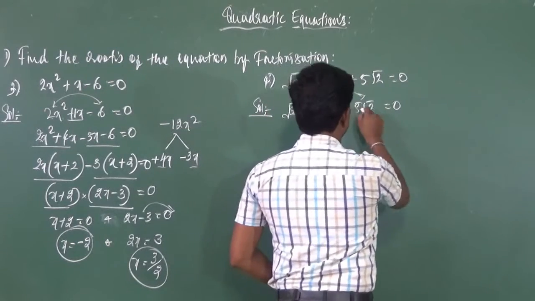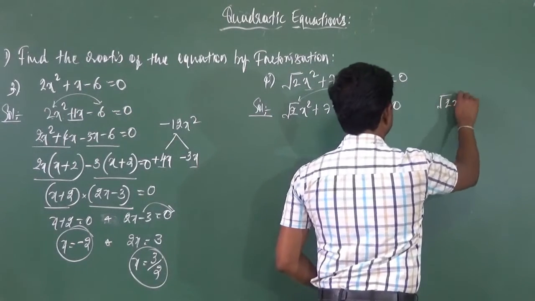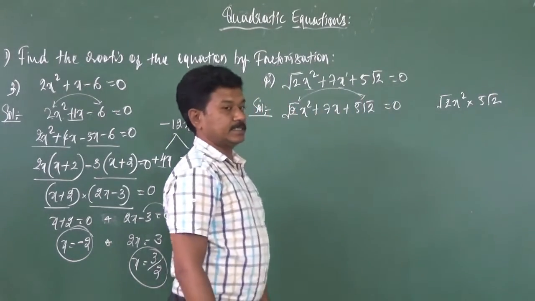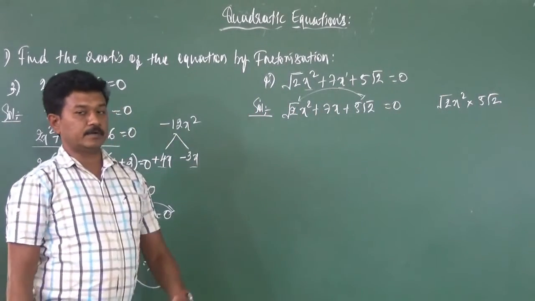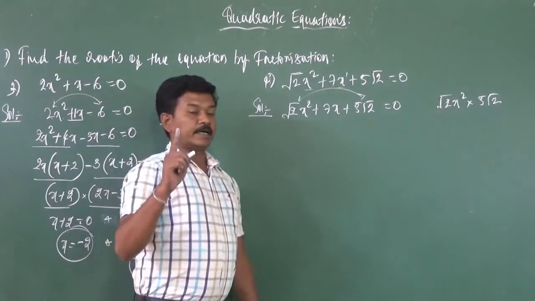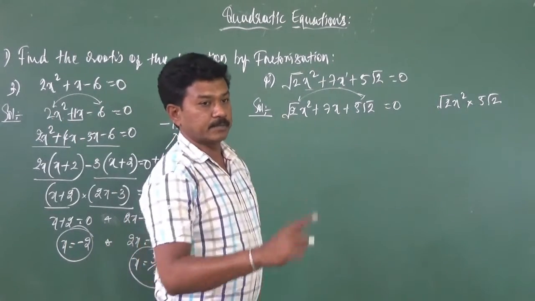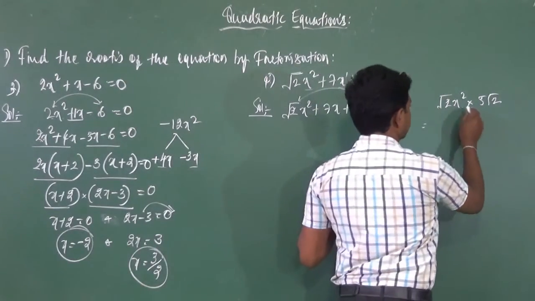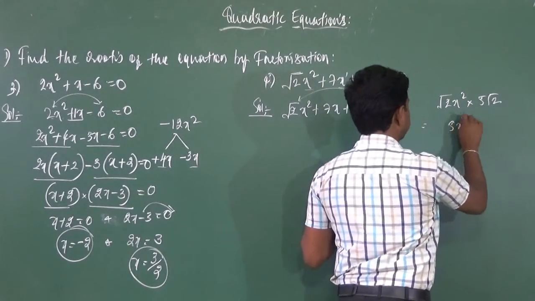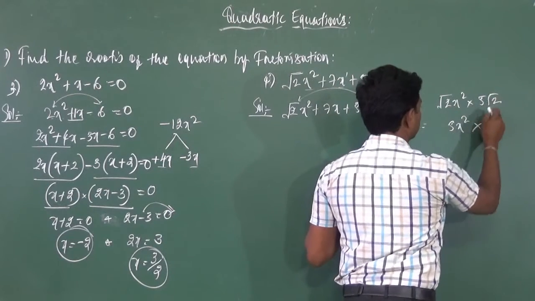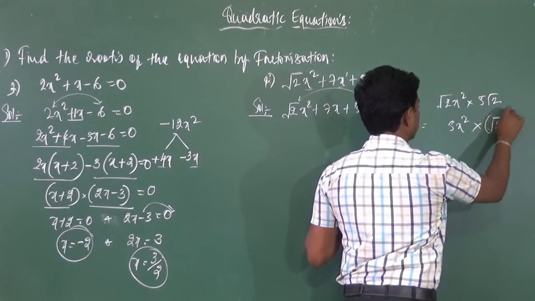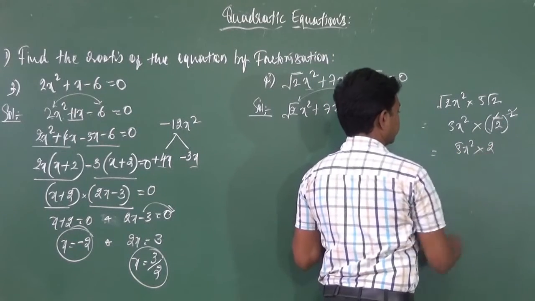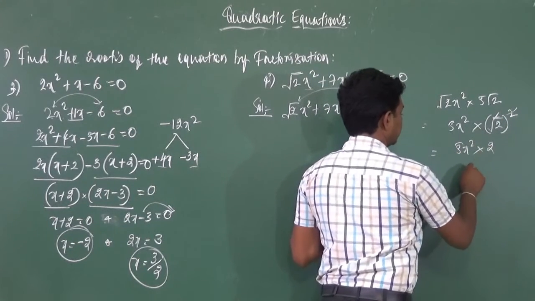So root 2x square into 5 root 2. Here, when we multiply two surds, or two irrational numbers, rational number gets multiplied with rational number and irrational number gets multiplied with irrational number, right? Please remember this. So x square into 5 is 5x square into root 2 into root 2. So root 2 into root 2 becomes root 2 whole square. So that is 5x square into square and root cancels. So we are left with 2. 5x square into 2 is 10x square.